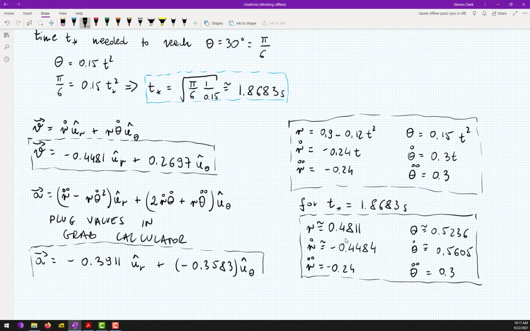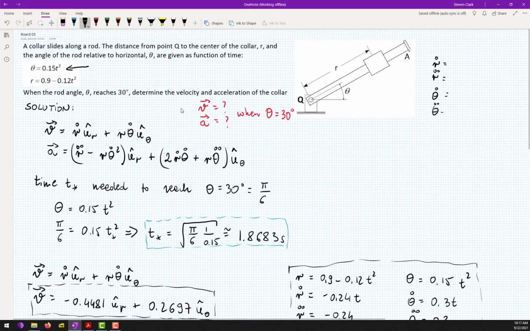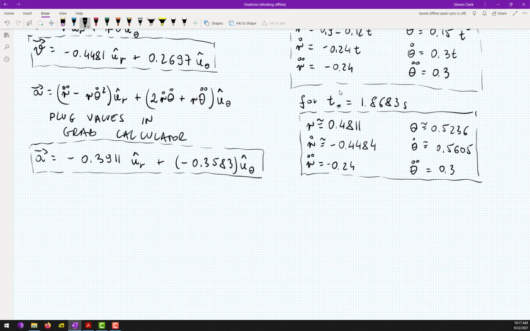100% of the problem done. This is the answer. However, let's do more than 100. Okay, let's maybe draw them. Can we draw them? Okay, so let's draw our arm for 30 degrees. We can draw our arm here.